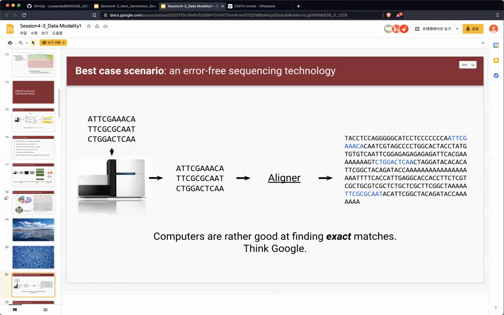So the best scenario for sequencing is you read the sequencing information without limitation. So not just 100 base pair, not just 300 base pair. You can read 3 billion base pairs in one shot and no errors, right? So this is the best scenario. If you develop that technology, you would be a billionaire.